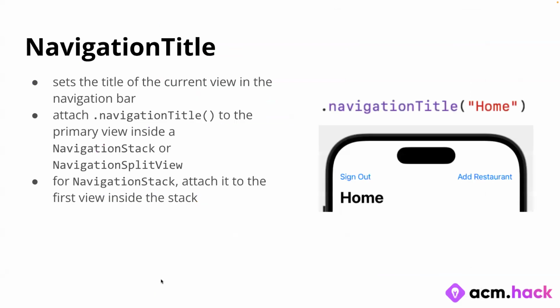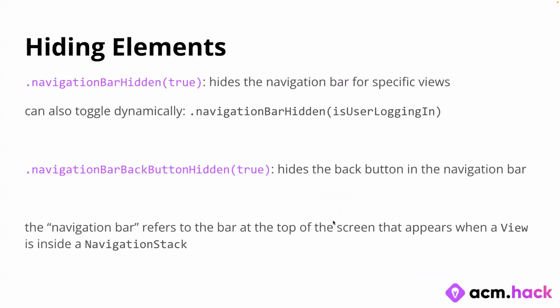Okay, next is navigation title. This is pretty straightforward. It just sets the title of the current view in the navigation bar, and you'll want to attach it to the primary view inside a navigation stack or navigation split view. And for navigation stack, you'll want to attach it to the first view inside the stack. So the example is just one line, navigationTitle home, and then we have the big home over here. And you've probably seen it in the other demo code that I already went over as well.